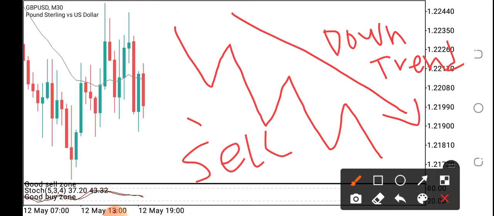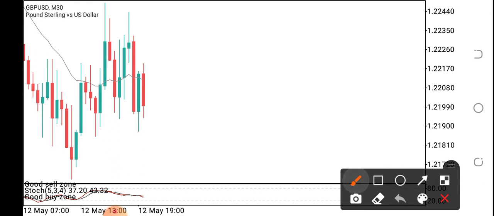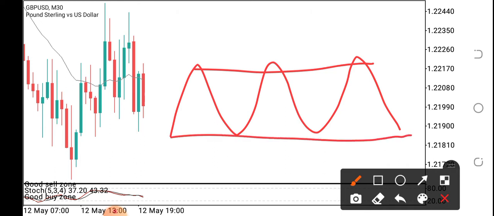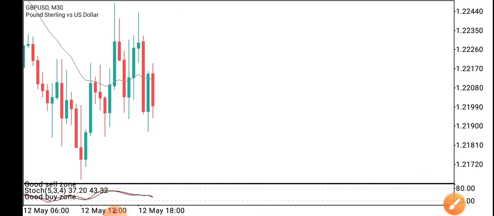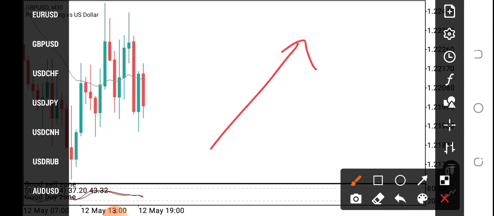Now the one that we have is what we call the sideways trend, whereby the market is just moving sideways. It's not going up, it's not going down, it's just moving in this kind of wave pattern. And when the market is moving like this, you do your best to stay away from this kind of market because the market does not have any direction. You're only interested when the market is moving up or moving down.